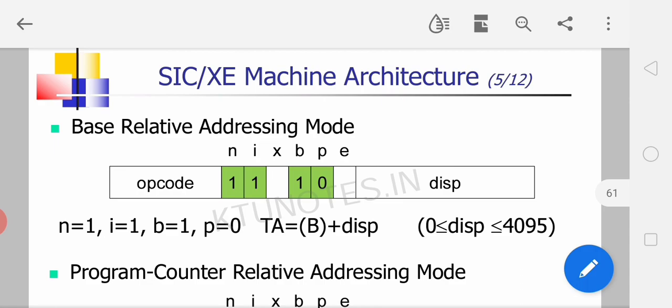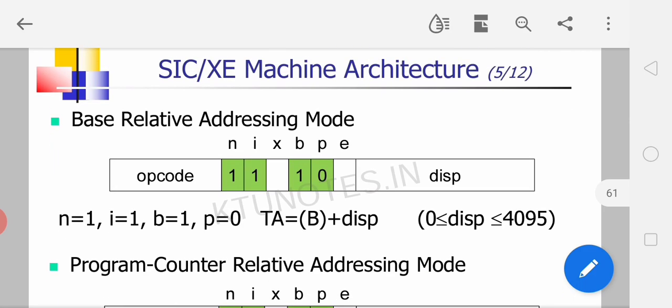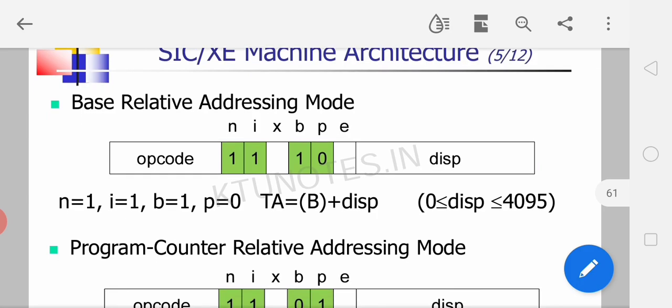So you have to memorize it, NIXBPE. And the order of the bits is NIXBPE. The order may change, but that is not the case here, and you have to memorize it. Then what is the base relative addressing mode?